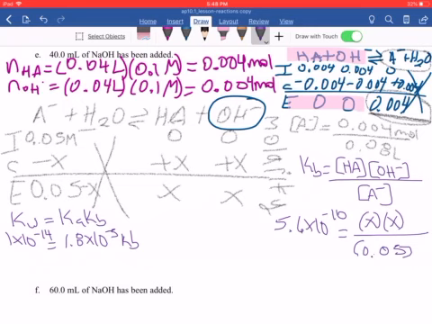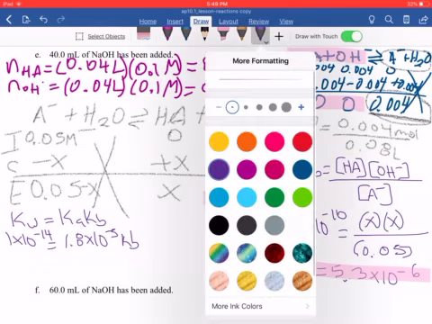Cross multiply and then square root, and we end up with x equaling 5.3 times 10 to the negative 6. All right. We know that x is also hydroxide, right? So we know that x is hydroxide right here. And so we can take the negative log of that to find our pOH. And once we found our pOH, we can go ahead and subtract 14 from that to find our pH.